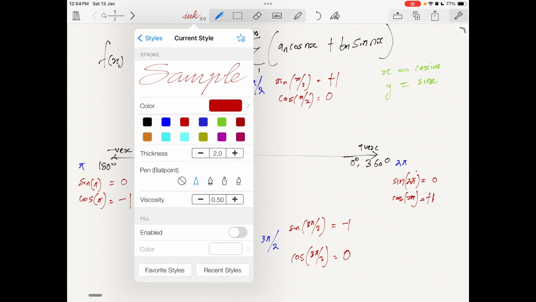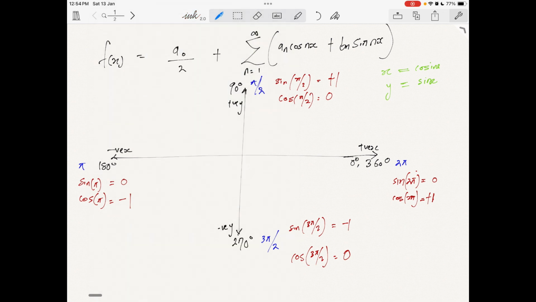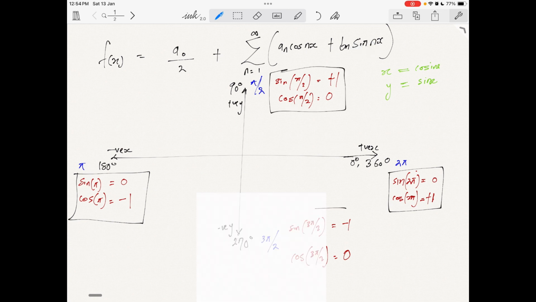So having come to these conclusions: sine pi is equal to 0, cos pi is equal to minus 1, sine 2 pi is equal to 0, cos 2 pi is equal to plus 1, sine pi over 2 is equal to plus 1, cos pi over 2 is equal to 0, sine 3 pi over 2 is equal to minus 1, and cos 3 pi over 2 is equal to 0. Now, let's talk about how we integrate the terms of cosine and sine.